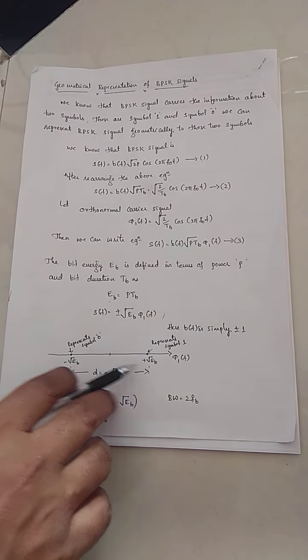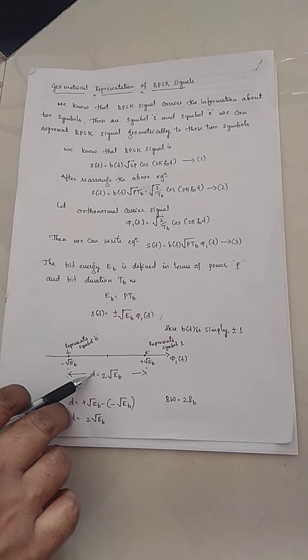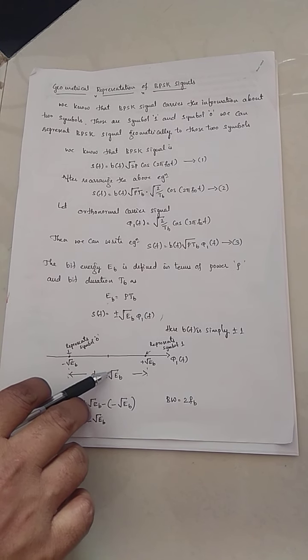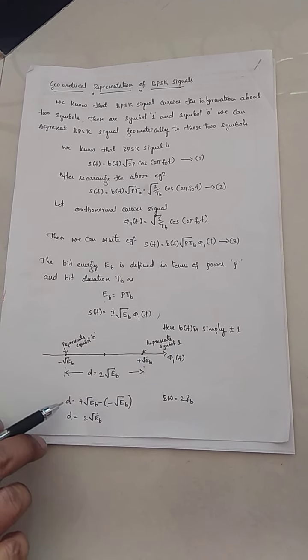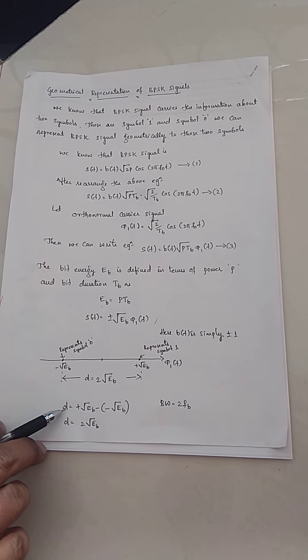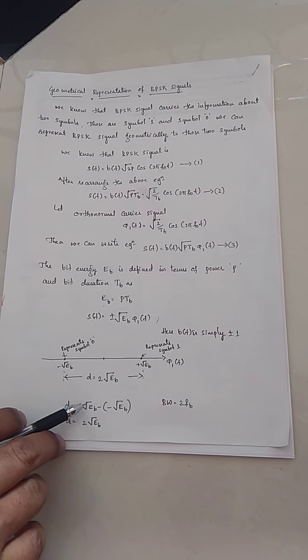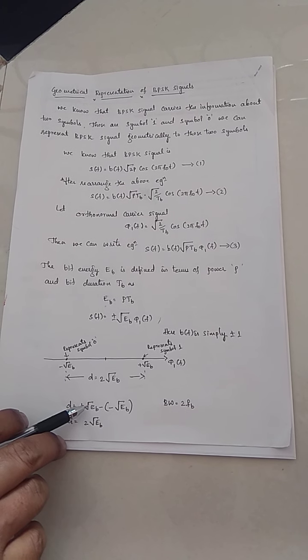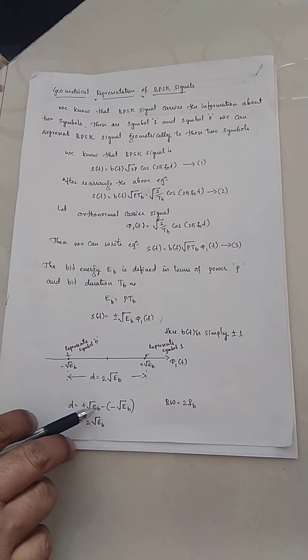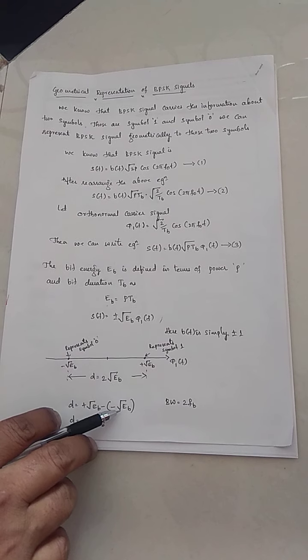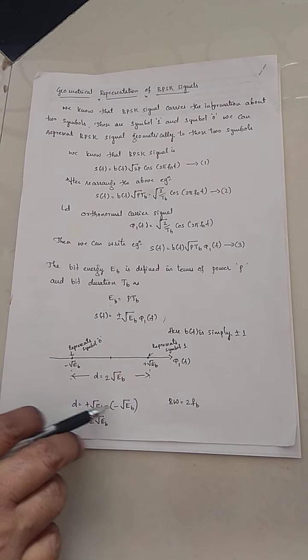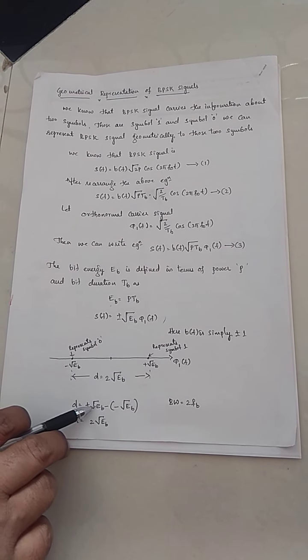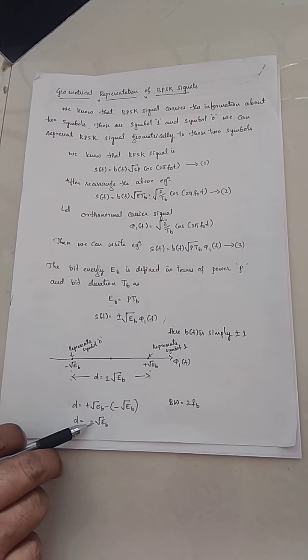The distance between the two symbols is d equal to 2 into the square root of Eb. The distance I have calculated like this: plus square root of Eb is the representation of symbol 1, and this is the representation of symbol 0. If I add both the energies of the bits, you will get the distance equal to 2 into the square root of Eb.